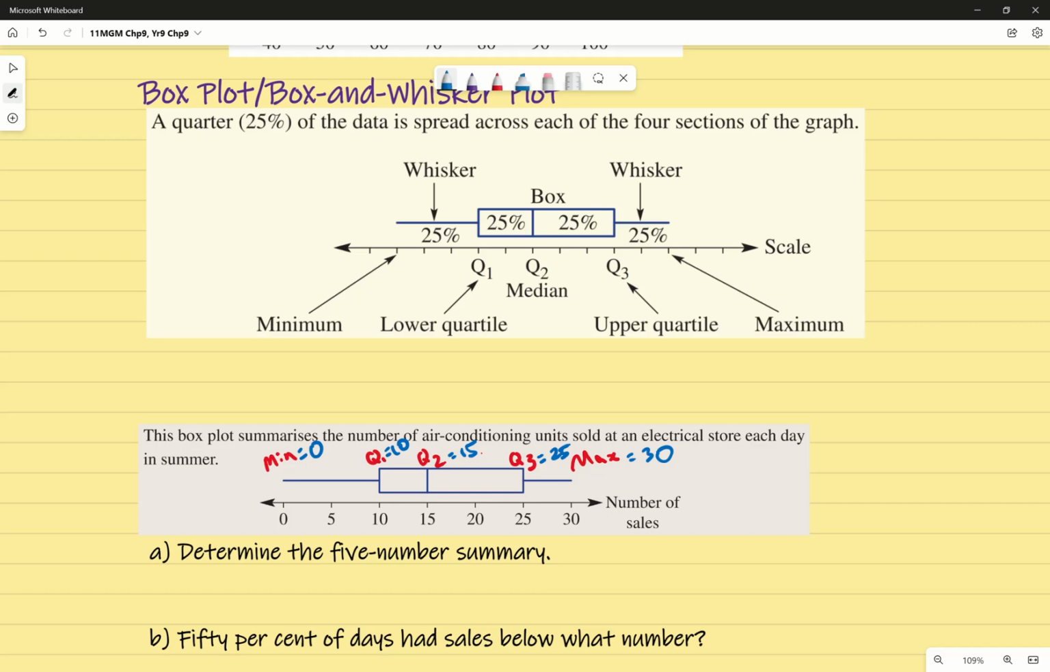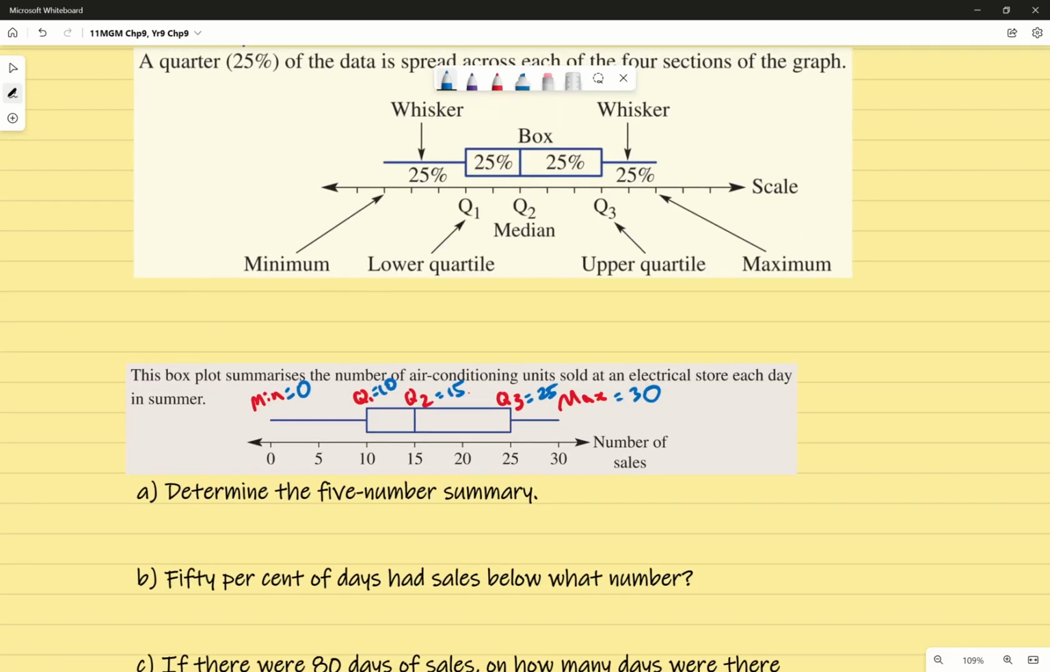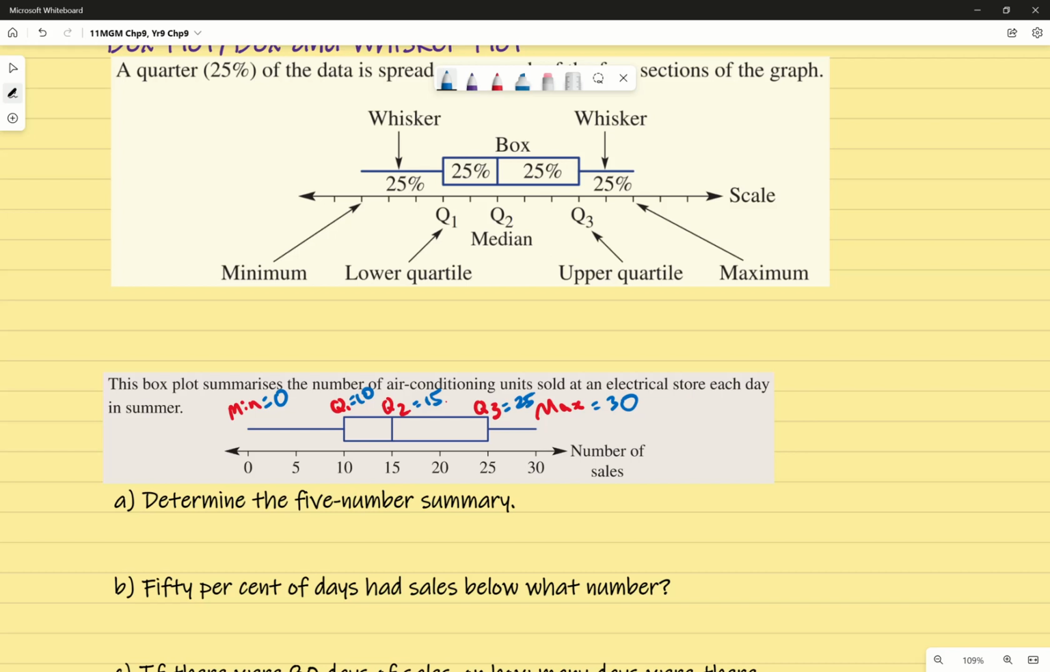It says 50% of days had sales below what number? Now, this is when we need to think back to the 25% chunking. Where is the middle 50% of data? Yep. 15, good, because that's Q2, isn't it? So if I said 50% of days had sales below what number, the answer would be 15.